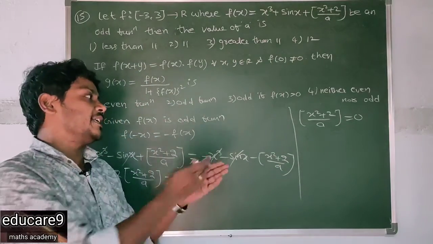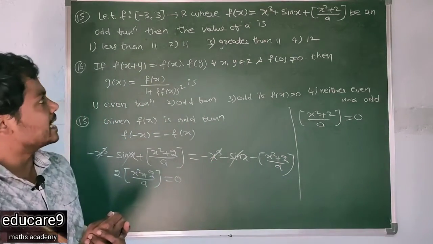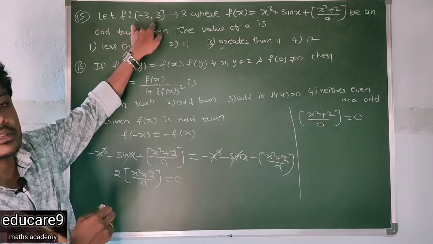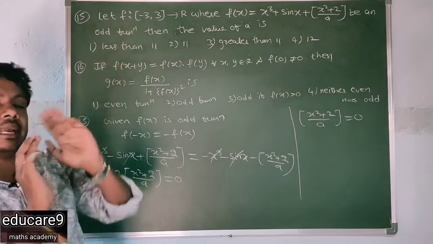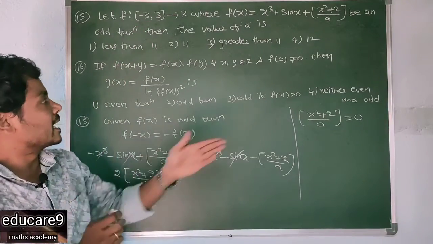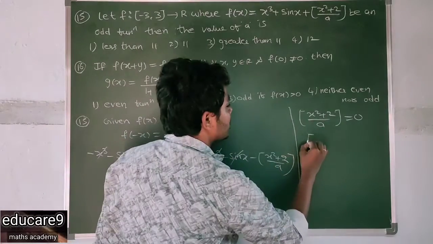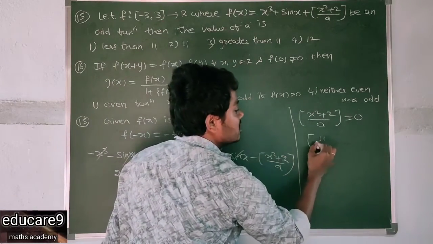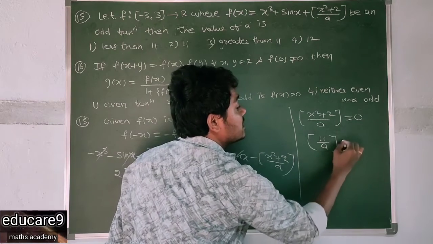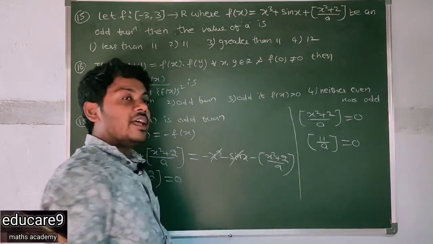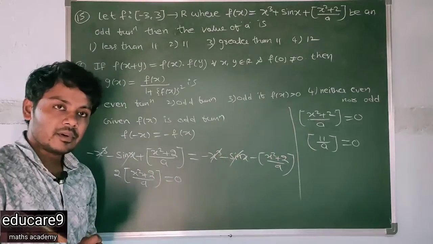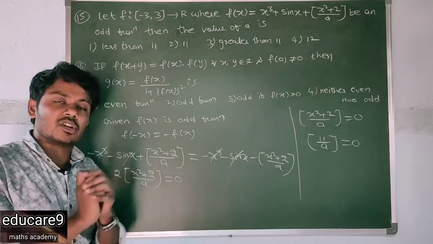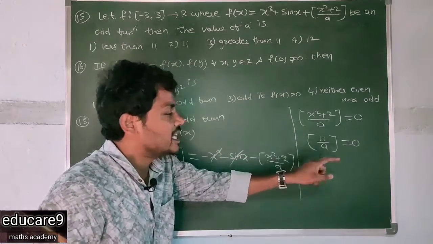So whenever it is possible, what are the x values? Domain values, that lie between minus 3 to 3. So clearly the greatest value is 3 only. 3 square is 9, 9 plus 2 is 11. So 11 by a is 0. Whenever it is 0, if you put a is equal to 11, then 11 by 11 is 1.